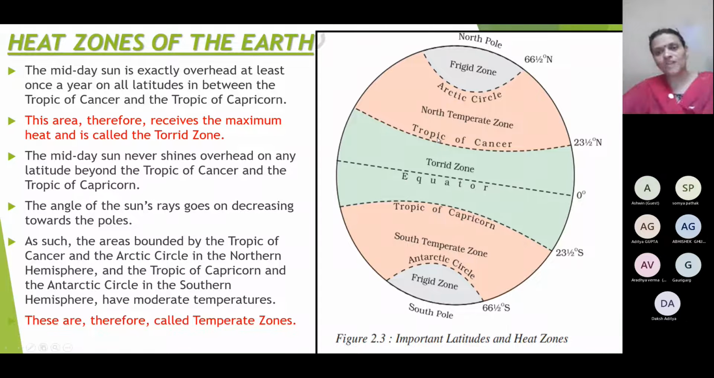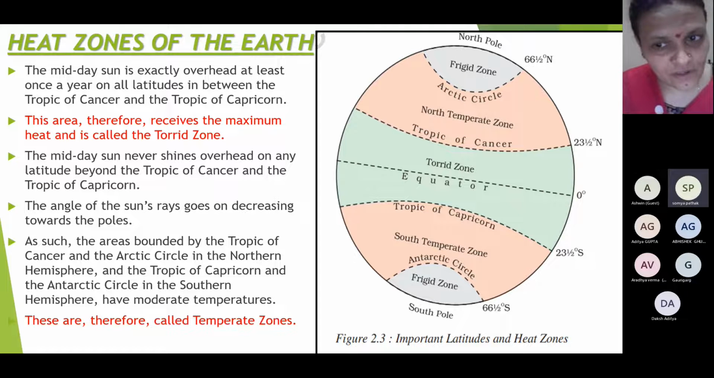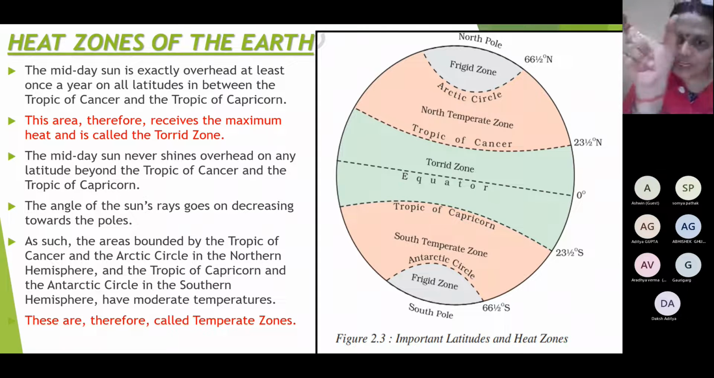We are talking about latitudes and heat zones. So how many heat zones are there? Three. Very good. One is torrid. What is the next one? Temperate zone. So when you write temperate zone, you should write 1 north temperate zone, 2 south temperate zone. Then when you talk about the frigid zone, you should talk about the north frigid zone and the south frigid zone. Okay, so you have understood this.